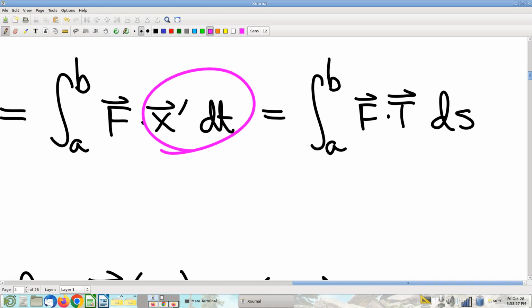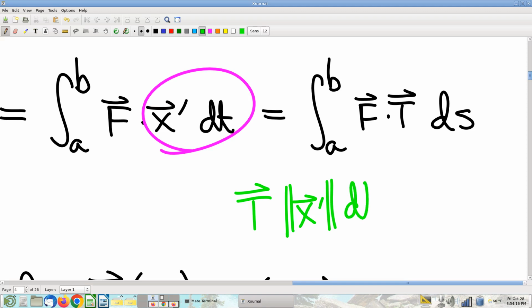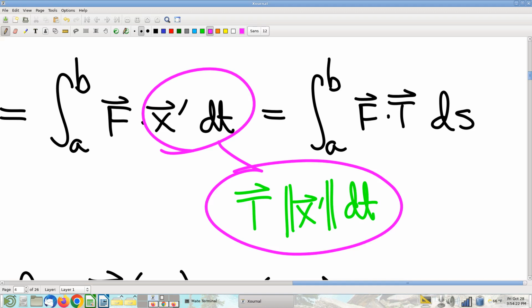Within x prime dt. Don't forget what x prime is. X prime points in the direction that you're moving. That's what capital T says. Capital T says, what direction are you moving? The magnitude of x prime, of course, is the magnitude of x prime. And then dt. So this thing, x prime dt, is that. And again, you can see it right here. X prime is that thing. So there's your stretching factor. It was just hiding inside of your velocity vector.